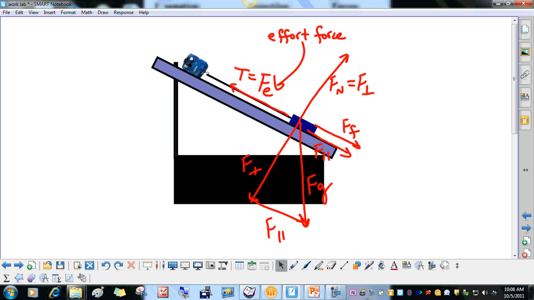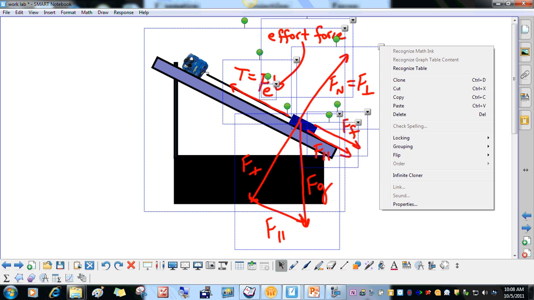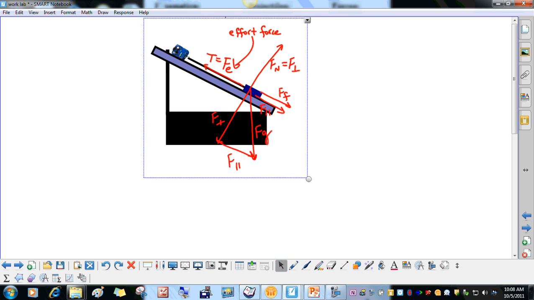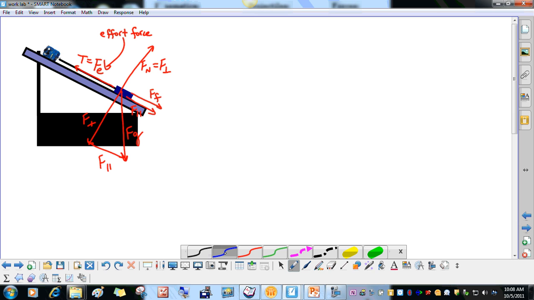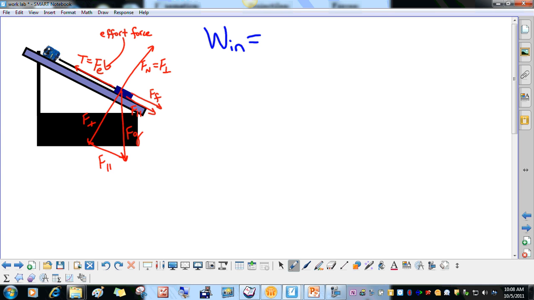All right, so I'm going to minimize it. And I'm going to introduce a new term. Work in. What's the definition for work in? It's based on the force that you exert on it. So work in is the force you exert times the distance that the object traveled as a result. Effort force times effort distance is what we call that.